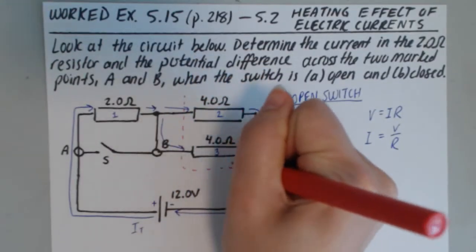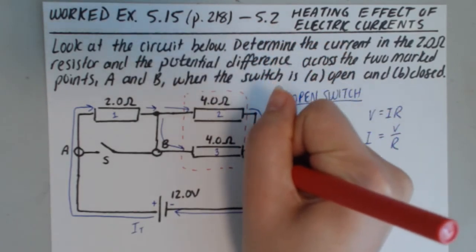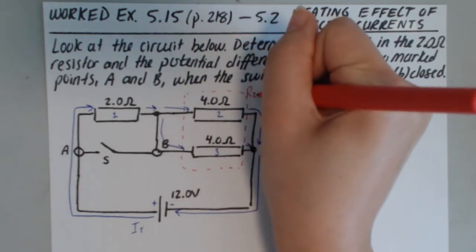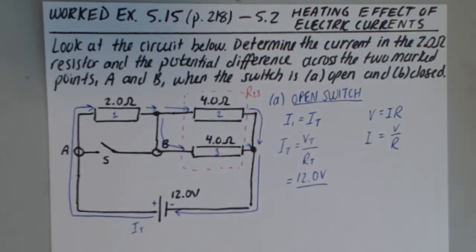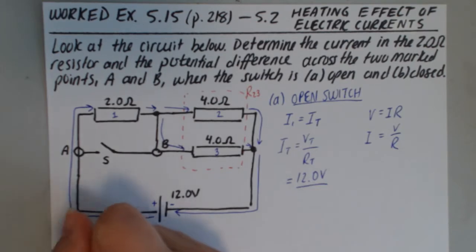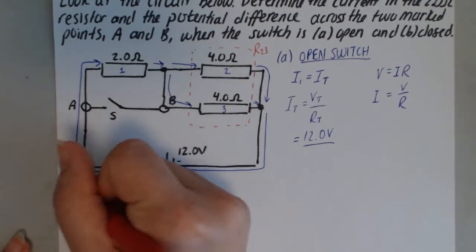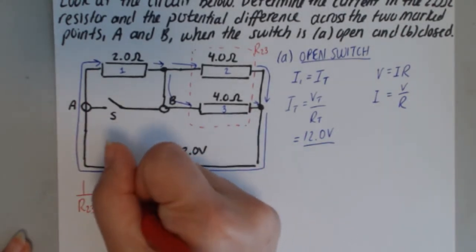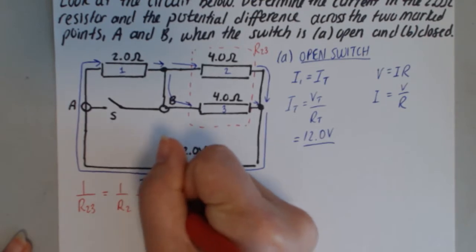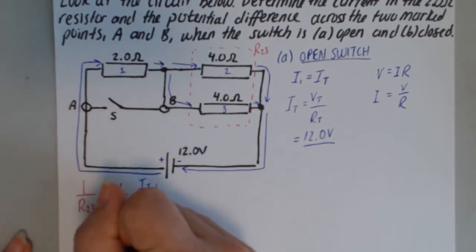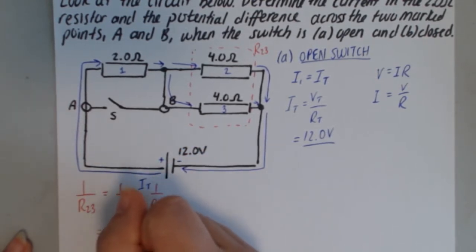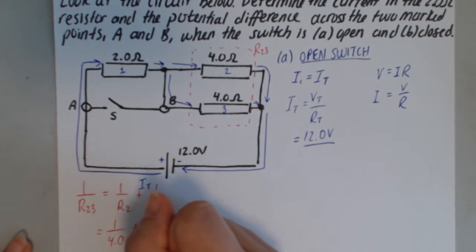So let's merge these two right here. So we're going to make R sub 2,3. Now, I'm not going to draw what the new picture is going to look like. Just know that it's going to be equivalent to having just the one resistor. So because they're in parallel, 1 over R23 is equal to 1 over R2 plus 1 over R3. So that's going to be 1 over 4.0 plus 1 over 4.0.